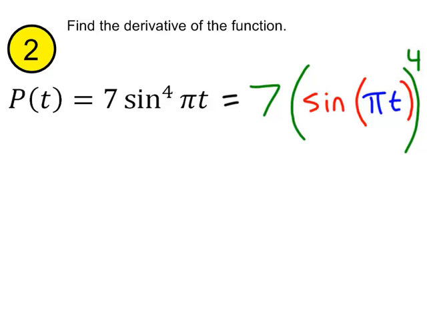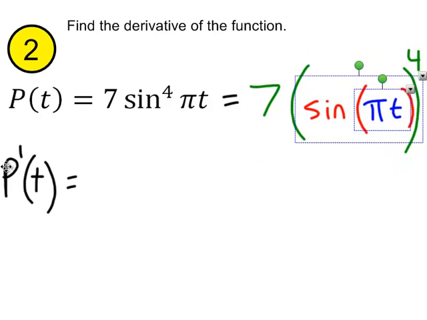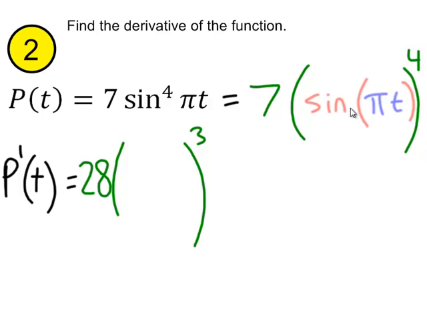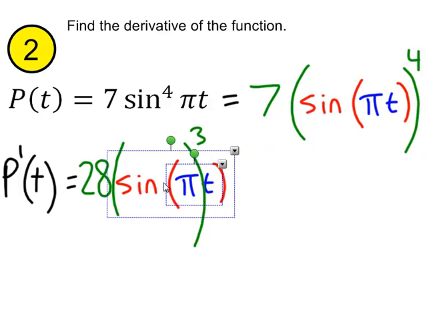So let's start with the p prime of t, and let's focus on the green outermost function: 7 times blank to the 4th power. Again, I invite you to either cover up or write off to the side if it helps you. Really focus on 7 times blank to the 4th power. If we derive that, that's going to give us 28 times blank to the 3rd power. Now let's move this back on inside and also put it over here.